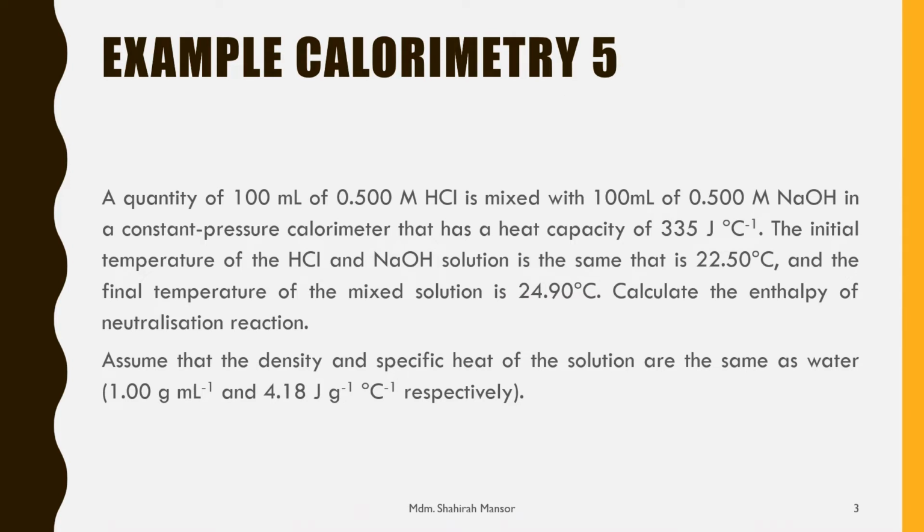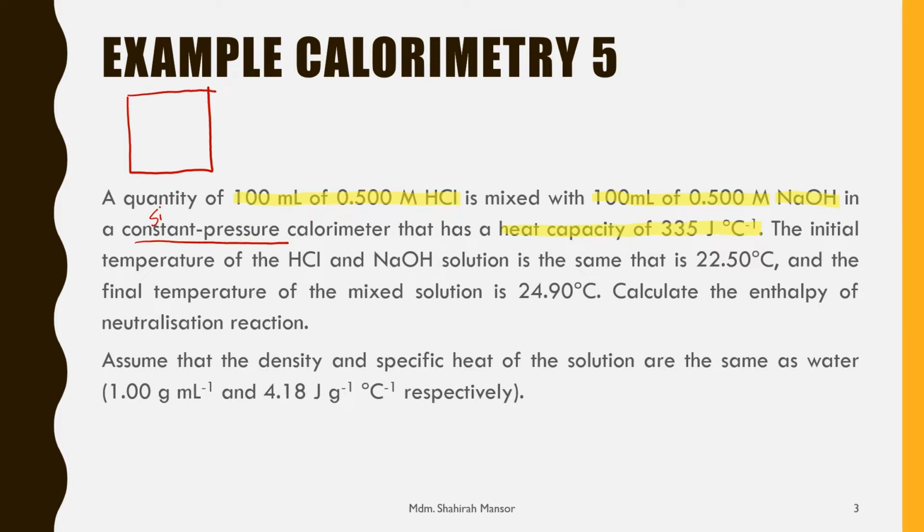In this example 5, we have 100 ml of 0.5 molar HCl mixed with 100 ml of 0.5 molar sodium hydroxide. We mix these two in a constant pressure calorimeter that has a heat capacity of 335 joule per degree Celsius.